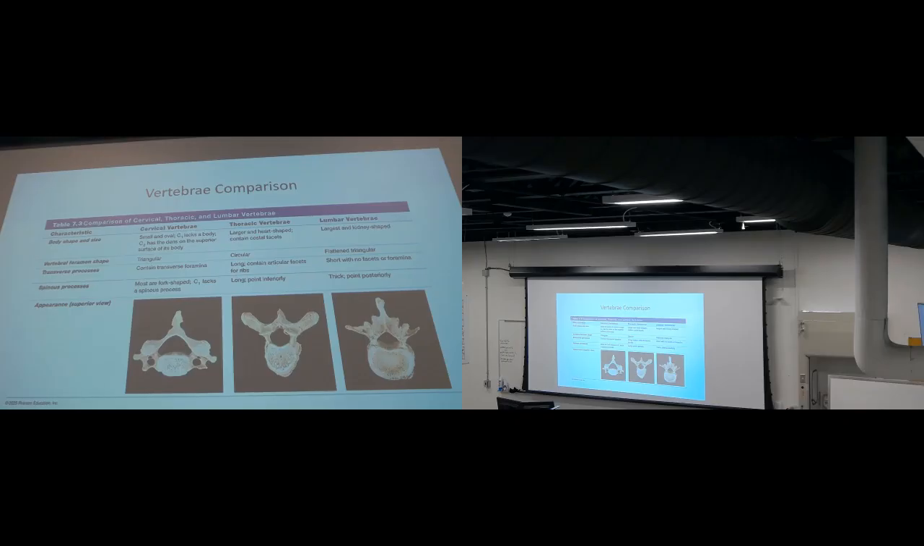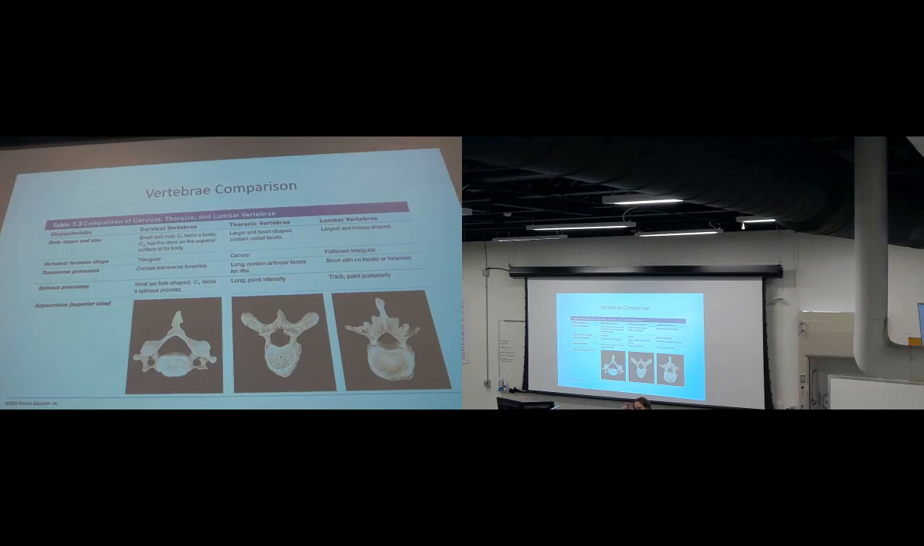When it comes to the body, look at the body of each of these: the cervical, the thoracic, and the lumbar. Which vertebra has the smallest body? Cervical, thoracic, or lumbar? Cervical. Which one has the largest body? Lumbar. There is a reason for that.